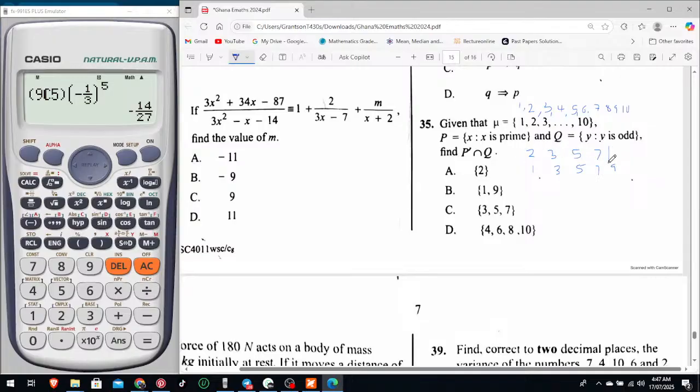I want P complement. It should be anything that is not P. So that is 1, 2, 3, 4, 5, 6, 7, 8, 9, 10. That's P complement intersection Q. So the numbers which are in P complement and are also in Q, that's what they come as. So those numbers are 1 and 9. So that's option B.